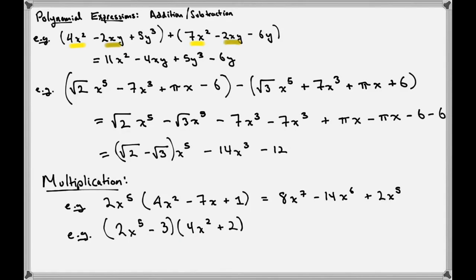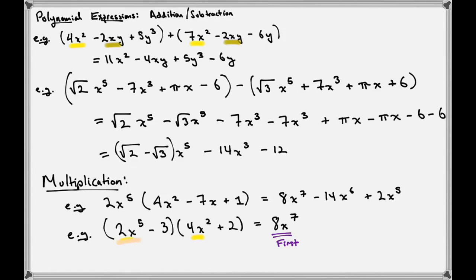And binomial multiplication has this famous method called the FOIL method. So I'm going to follow that here and review that as we do. What I do is I first look at the first terms in each binomial, 2x to the 5th, 4x squared, and I multiply them together. I get 8x to the 7th. Again, that's the product of the first two terms.